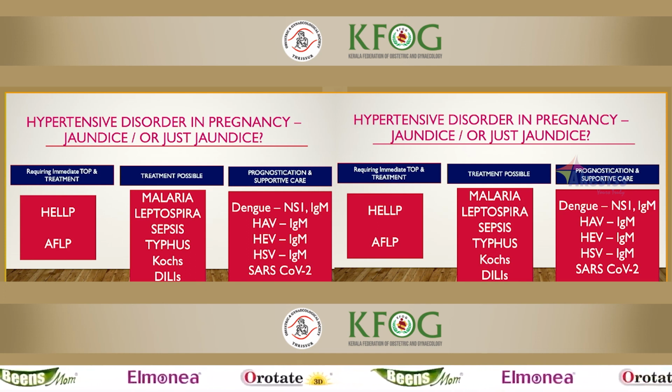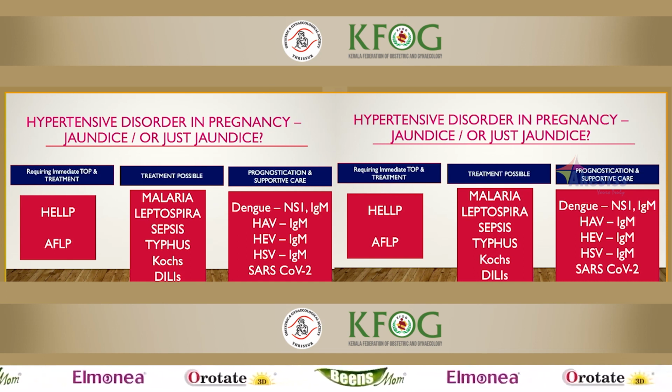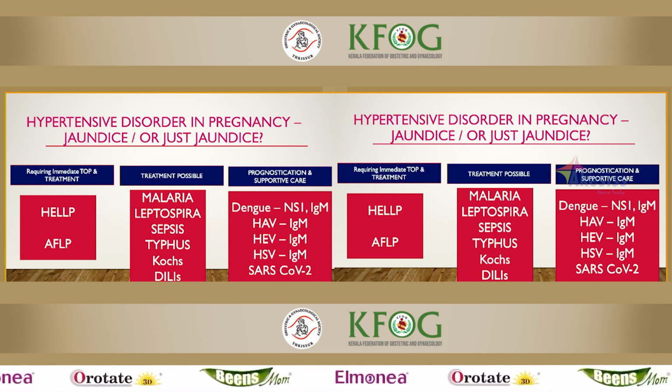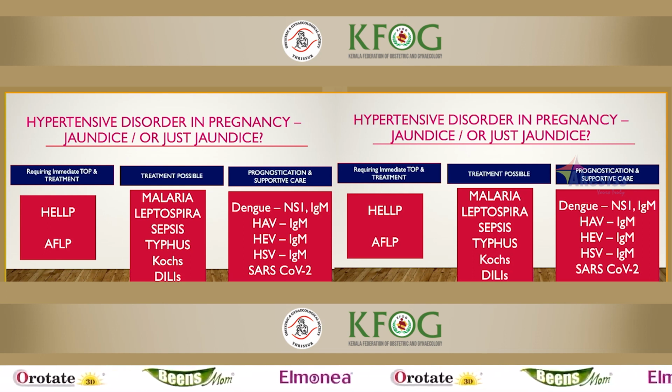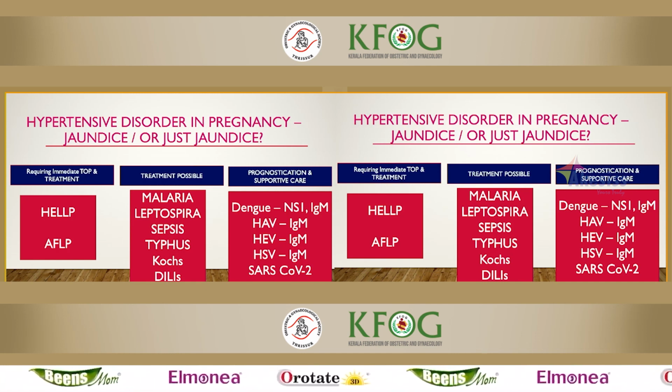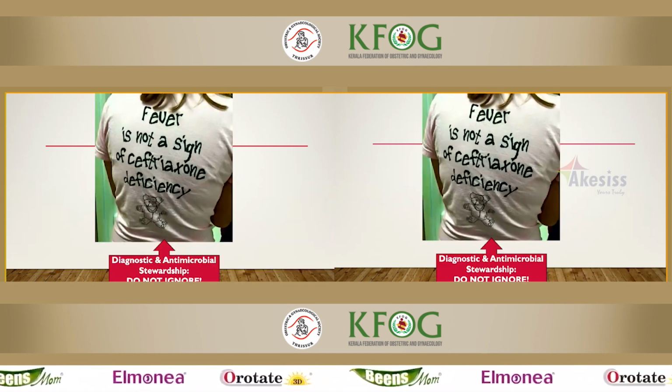If the patient doesn't fit into HELLP or AFLP, you need to rule out other causes. And sometimes you need to do the entire jaundice panel to prognosticate the outcome, because especially we know that hepatitis E and other infections can have a very fulminant course post-delivery, so you need to keep that in mind.